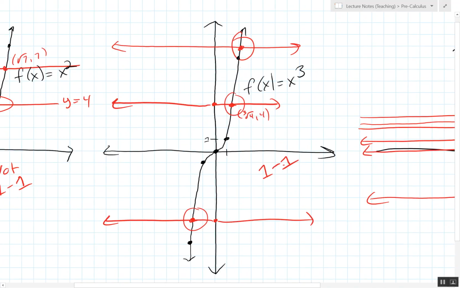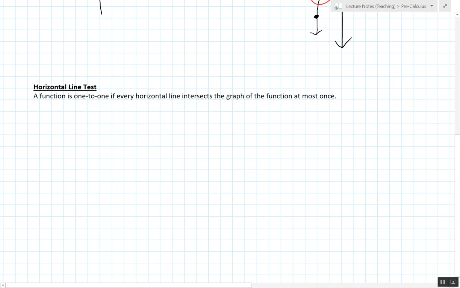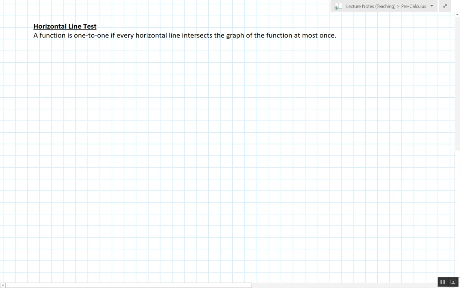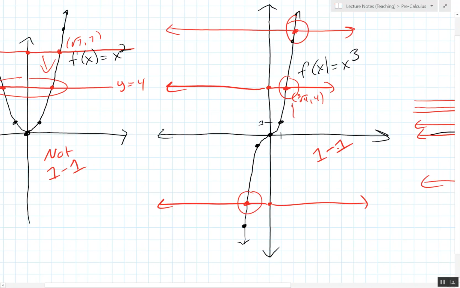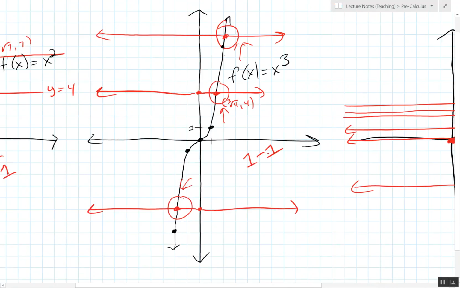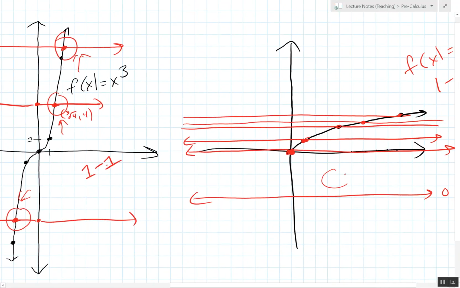So our test becomes this, rather than a definition: a function is one-to-one if every horizontal line intersects the graph at most once. So we hit more than once here, so it is not one-to-one. We always hit once here, so we're one-to-one. We hit 0 times in this region, but once we get up here, we always hit once, which is one-to-one.